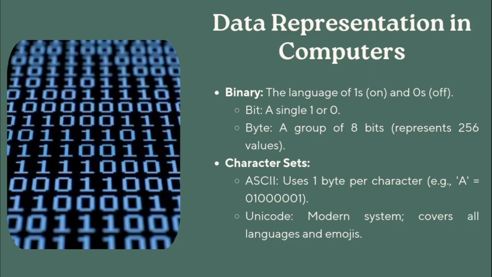A computer doesn't understand letters or images. It only understands binary. Electricity being on, which is the number 1, or off, which is the number 0. A single digit is a bit. A group of 8 bits is a byte. By combining bytes, we can represent anything. To ensure all computers understand text the same way, we use standardized systems. ASCII is a basic system using 1 byte per character. Unicode is a more current system that can represent characters from nearly every language and even emojis.